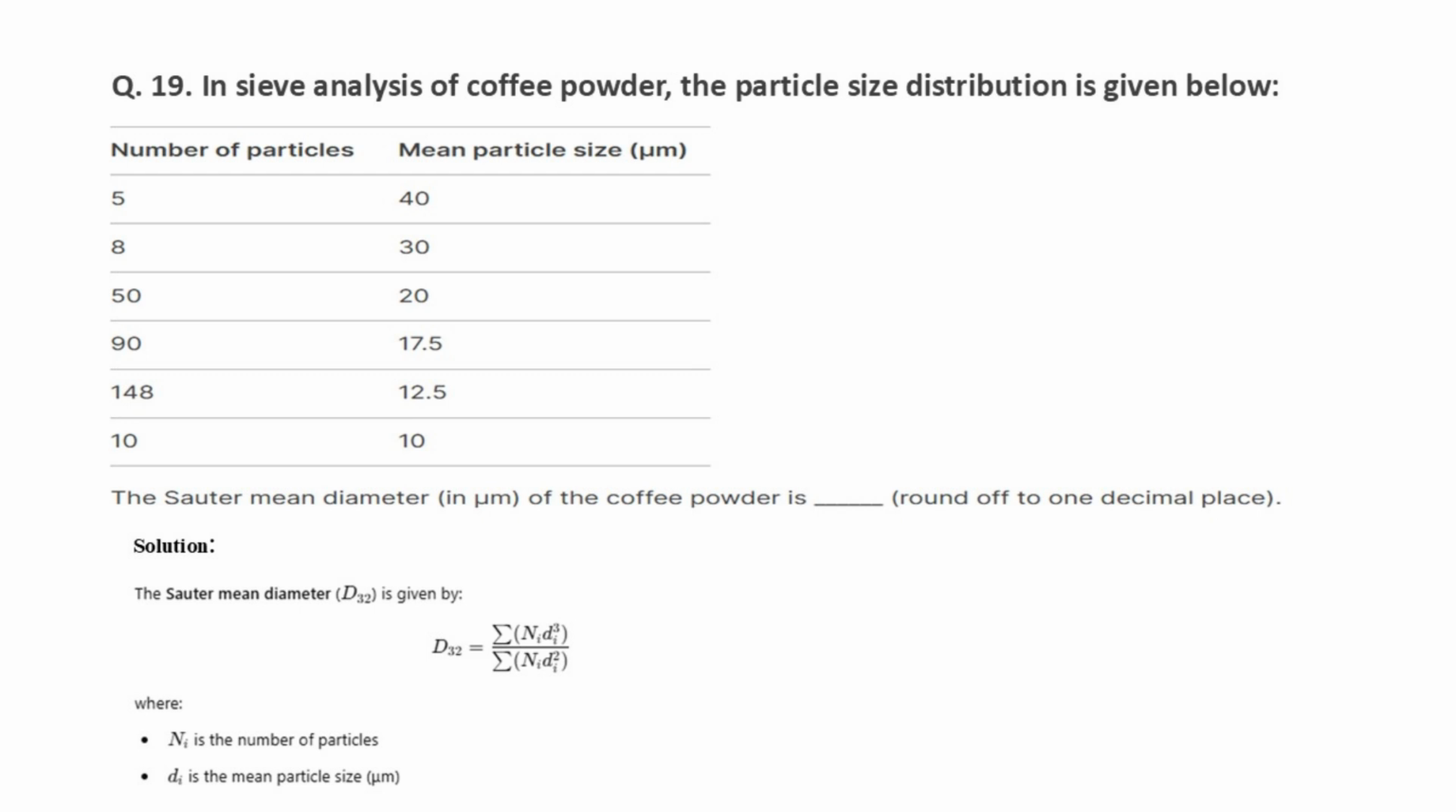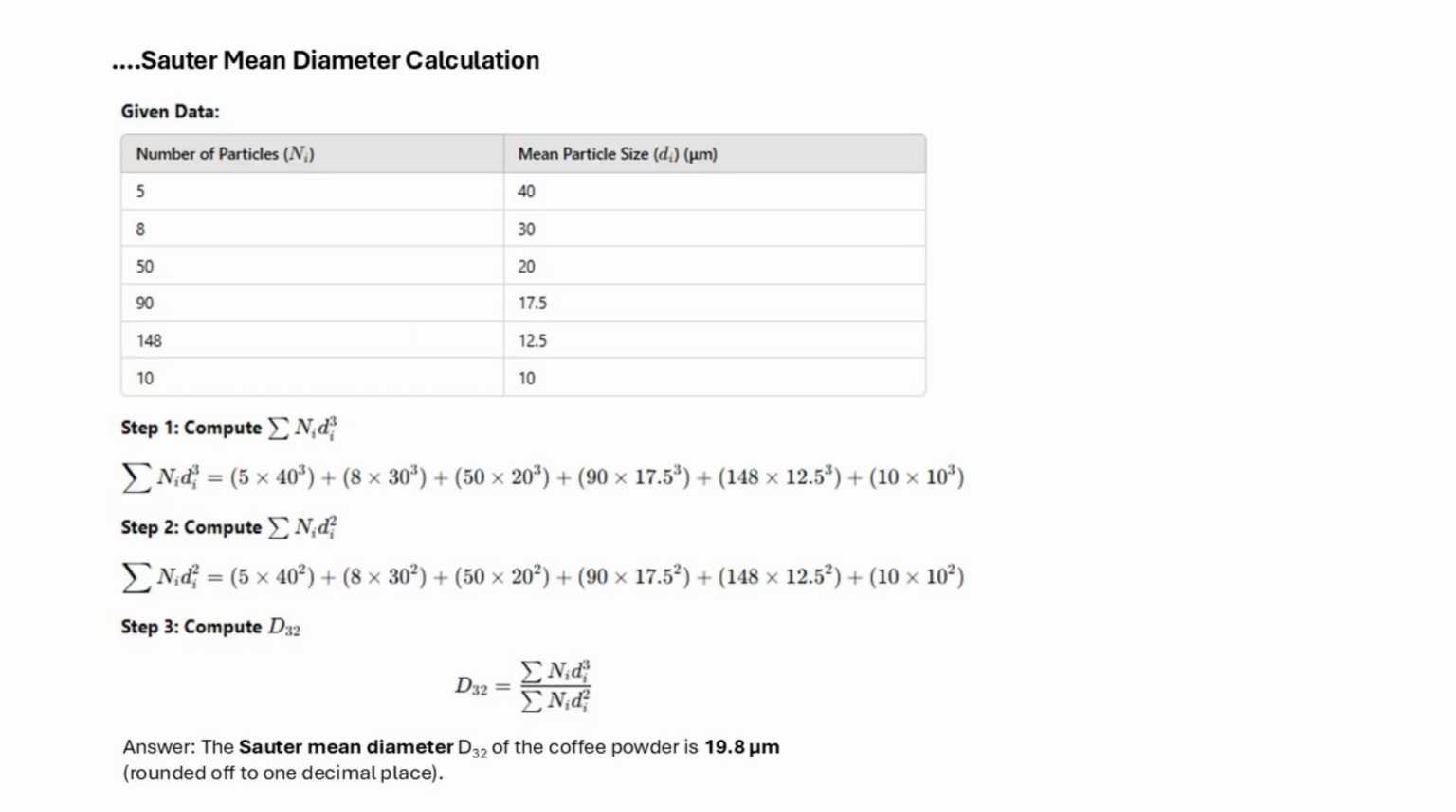This question is from particle size distribution. Here a table is given where mean particle size and number of particles are mentioned. We are asked to find the Sauter mean diameter. The formula for Sauter mean diameter is as clearly mentioned in the video: the Sauter mean diameter is calculated by summing the cubes of the particle diameters, weighted by the number of particles, and dividing by the sum of the squares of the particle diameters, also weighted by the number of particles.